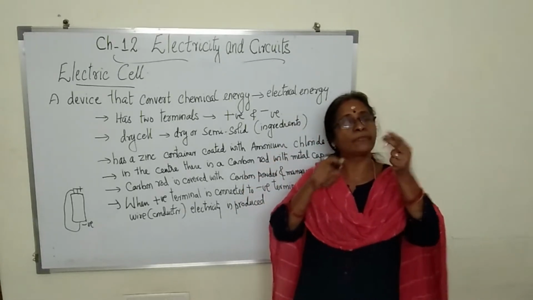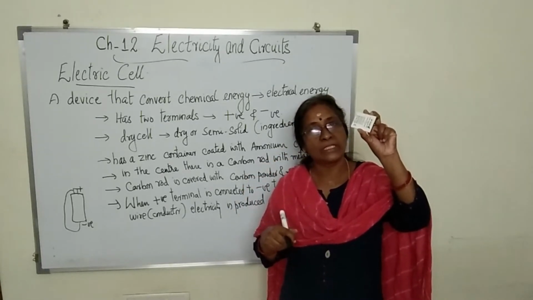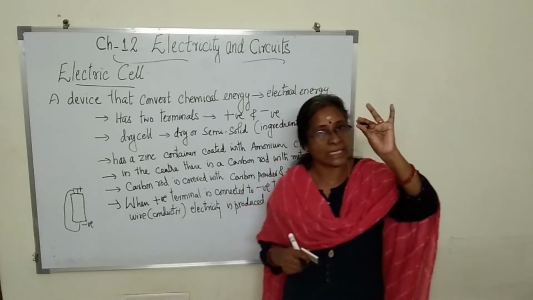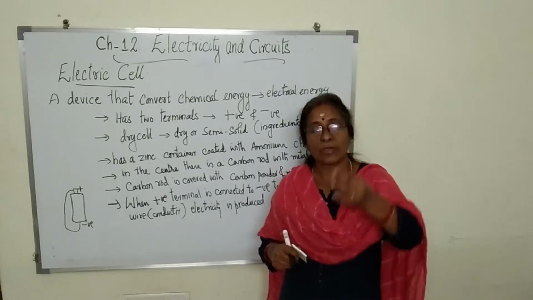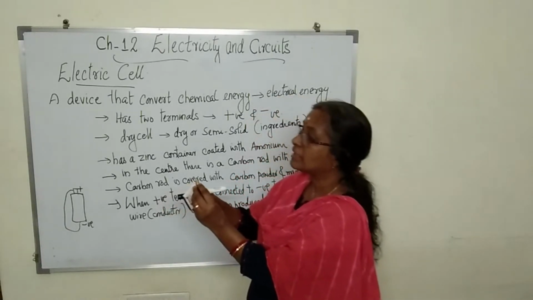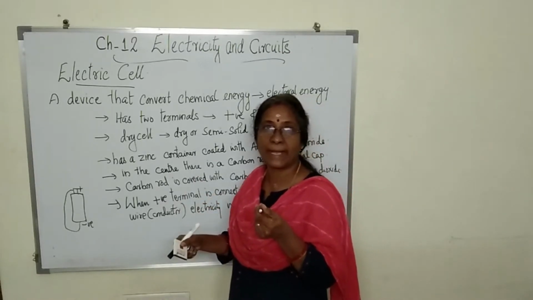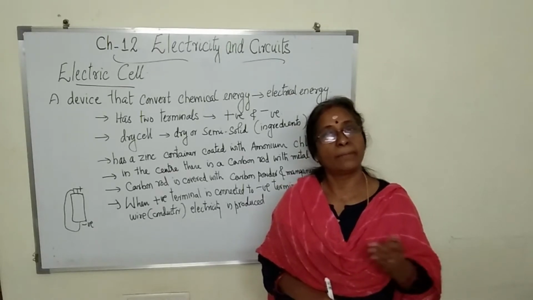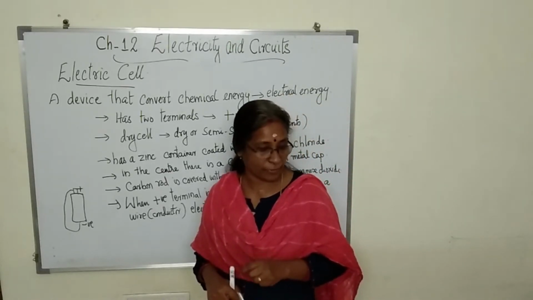What type of cell is this? Where have you seen this? This is the mobile cell. And these are also cells, very small cells. If you look carefully, it will be written positive plus and minus at the back. Plus shows the positive terminal and minus shows the negative terminal.